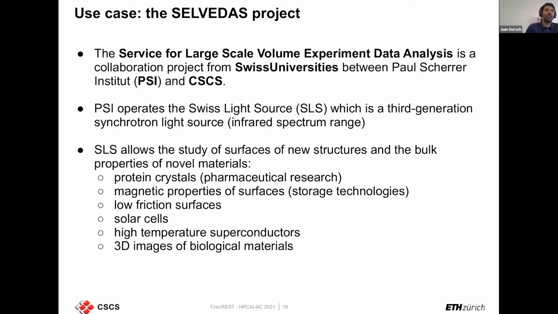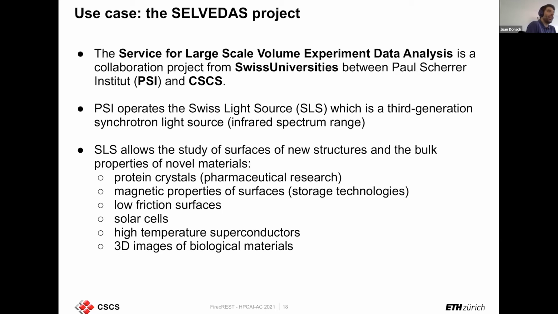So what does PSI have? They have the Swiss Light Source, which is basically a synchrotron light source. It's a reflection light created, as I remember, by an electron moving at or near the velocity of light and moving through a magnetic field. It basically provides an infrared spectrum range, which allows you to study an object.